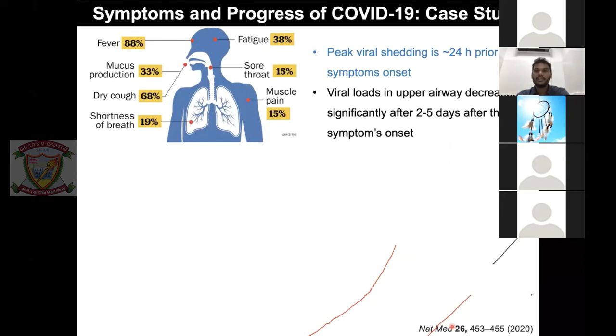The problem is that peak viral shedding is at 24 hours prior to symptom onset. Basically, you do not show fever, strong fever, cough or sore throat, any of them, but 24 hours before that you already have very high loads of virus. It means you are highly prone to spread the virus 24 hours before. So by the time you suspect you might have COVID-19, you might have already spread it to many people.